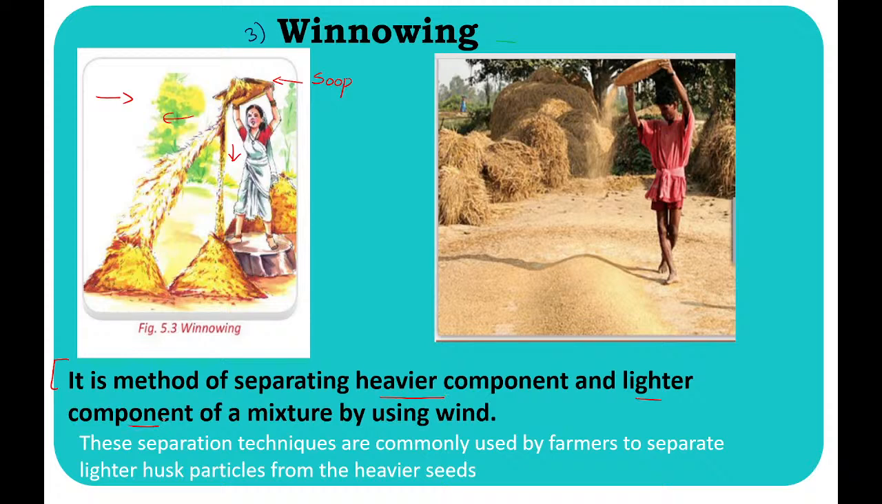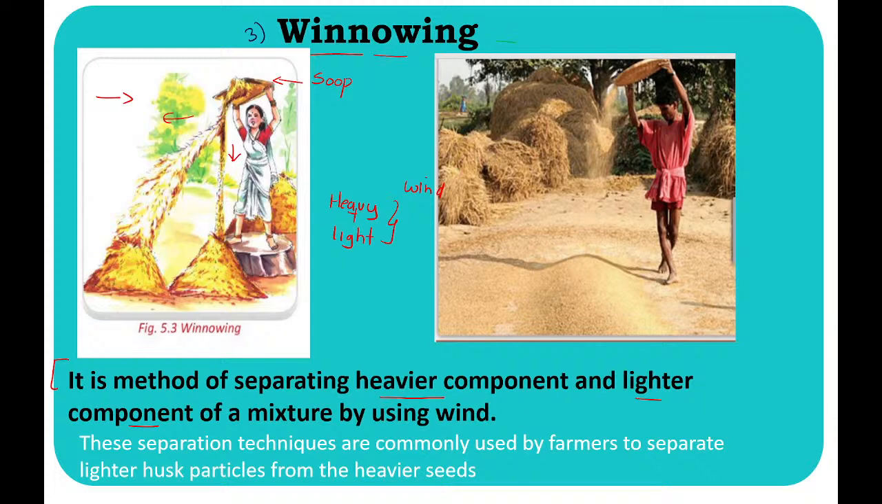What is the principle of separation here? If the mixture contains some heavy particles and some lightweight particles, you can separate these using wind. So by using wind, you can separate the heavier component and the lighter component of the mixture. Understood the meaning of the word winnowing? Winnowing means using wind to separate components of a mixture.